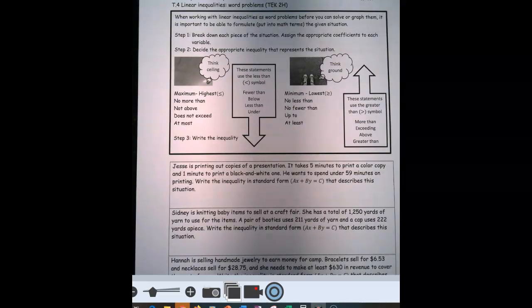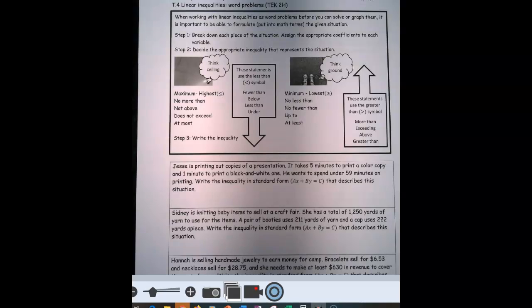Hello, we are going to be talking about linear inequalities using word problems. Now, we tackled inequalities a while ago, and so this is just going to be a review of that. Before, we did them just using one variable.